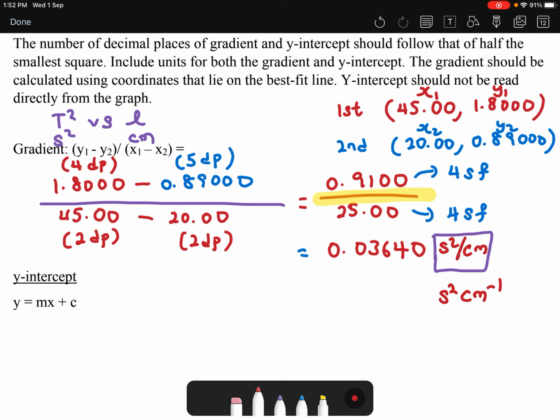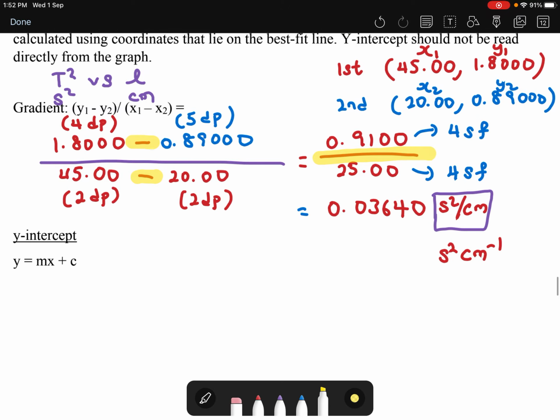So first of all, we must know that for the minus sign, we follow the least dp. Then at the end, we need to divide. When we are dividing, we follow the least SF. Okay, next we'll be finding the y-intercept of the best fit line.